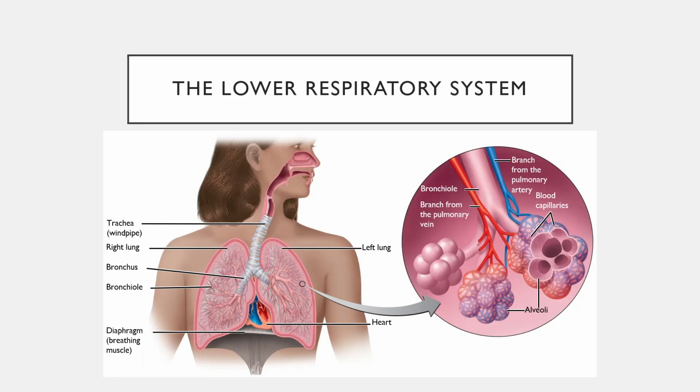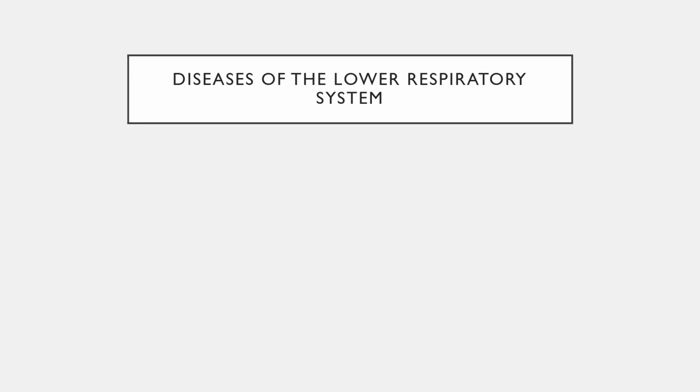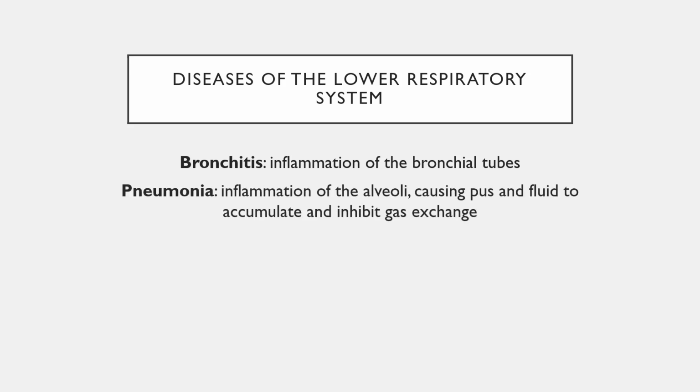So 2 terms to introduce in the realm of lower respiratory system infections are, first, bronchitis, which is inflammation of the bronchial tubes, and second, pneumonia, which is inflammation of the alveoli, those little air sacs that transfer oxygen to your bloodstream, which causes pus and fluid to build up and get in the way of that important transfer of oxygen.